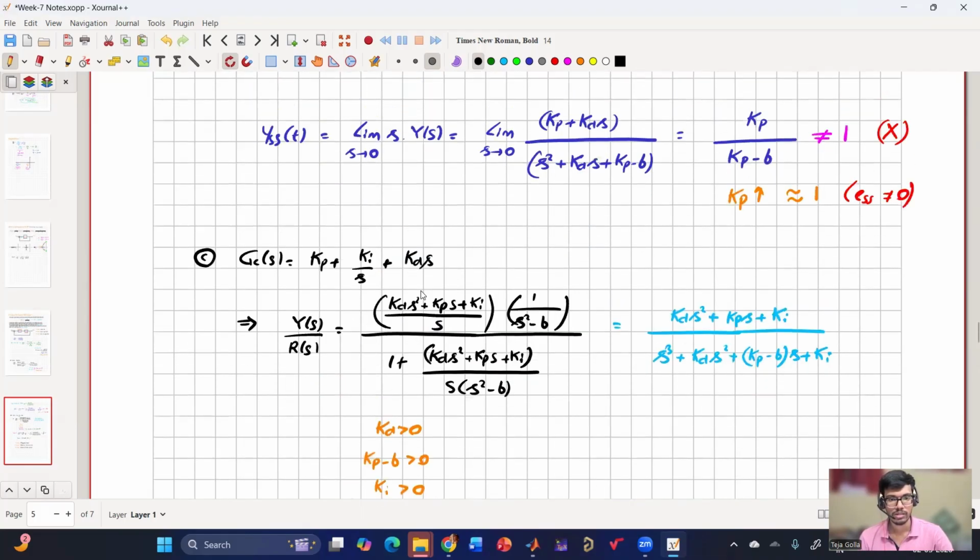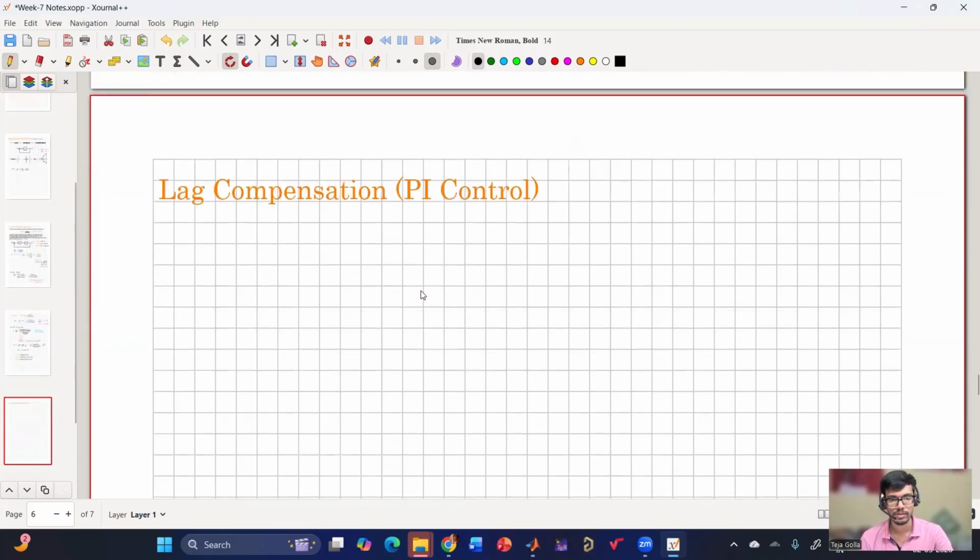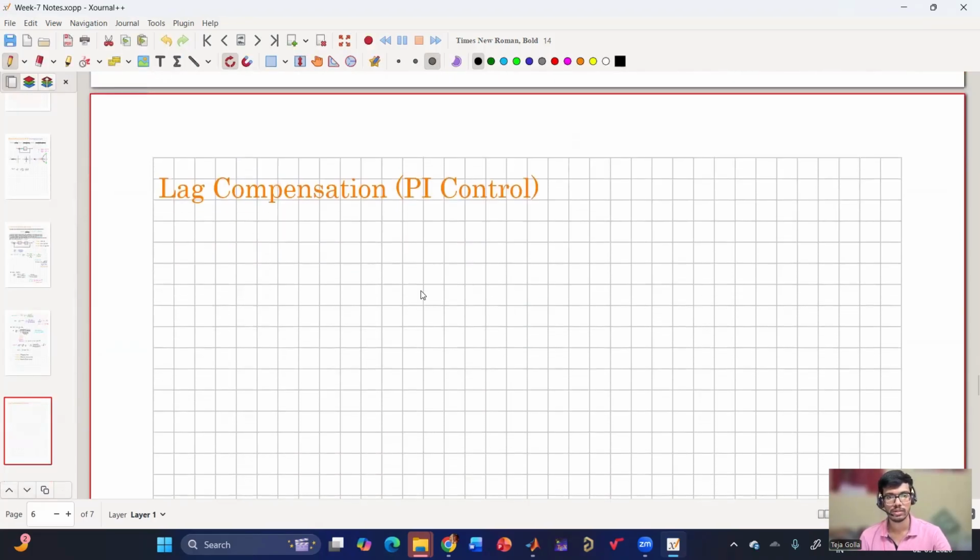Yes, sir. So this example is clear. Saurabh? Yes. Okay. So if this is clear, yes, sir.